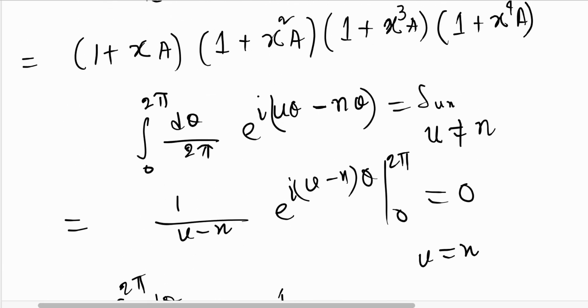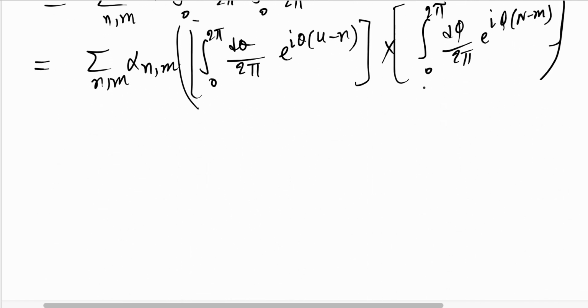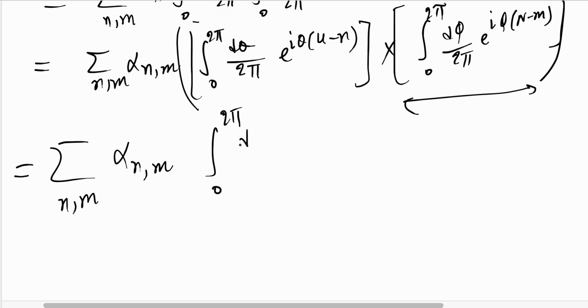Now as we have proved that the integral of dθ/2π e^(-iθ(n-π)) is actually the Kronecker delta, that means we can write it as the Kronecker delta in m, α_nm. This is the integration from 0 to 2π dθ/2π e^(iθ(u-n)).